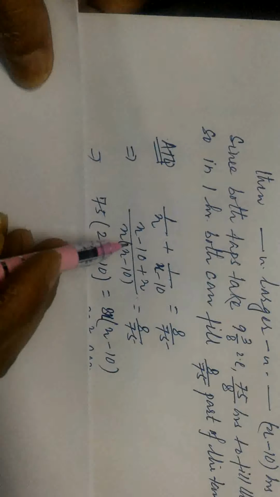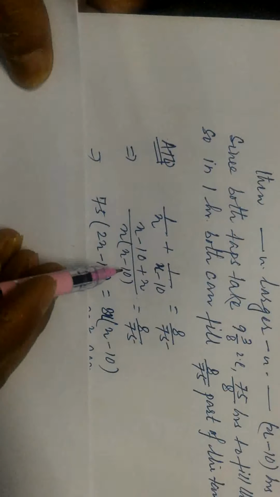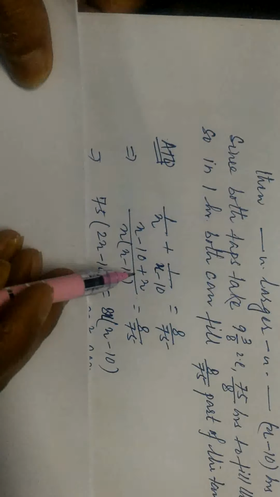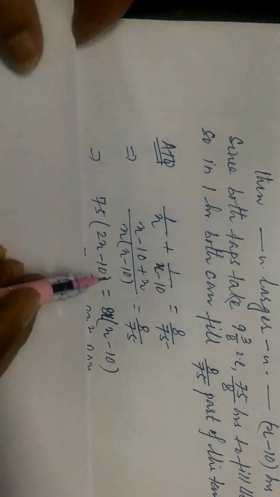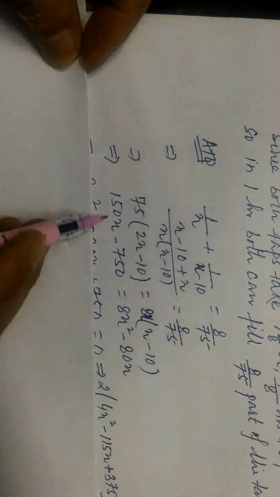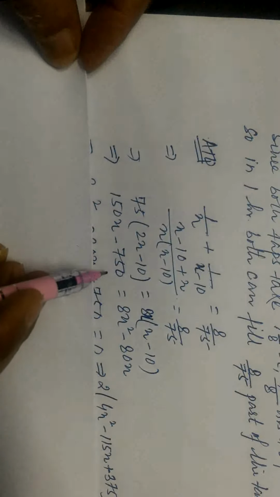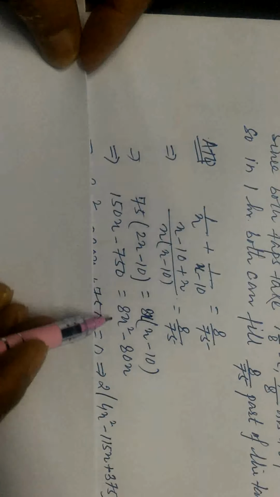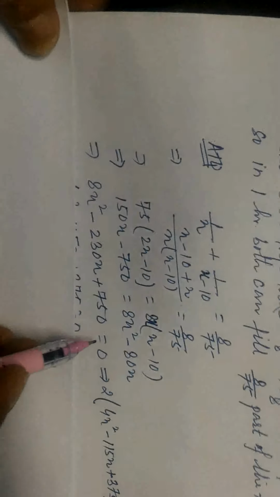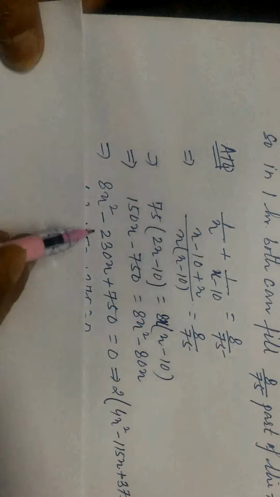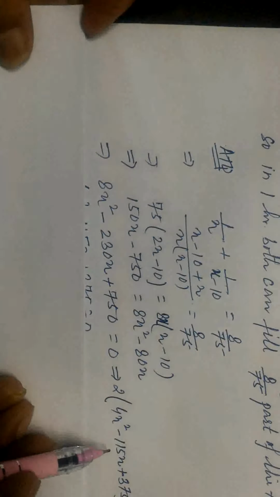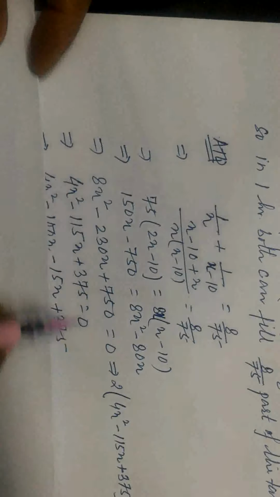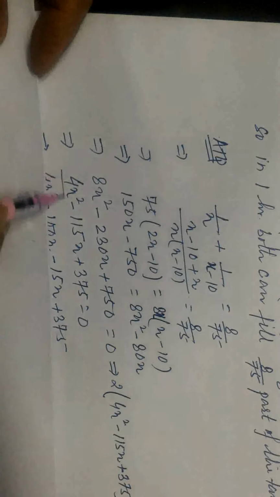Again, we first need to simplify. Take the LCM, x minus 10, x minus 10 plus x. So we are finding that it is 2x minus 10, cross multiply, and then we find that 150x minus 750, 8x square minus 80x. Again, you are getting 8x square minus 230x plus 750. Take 2 common, 4x square minus 115x plus 375. So we have got a quadratic equation now.